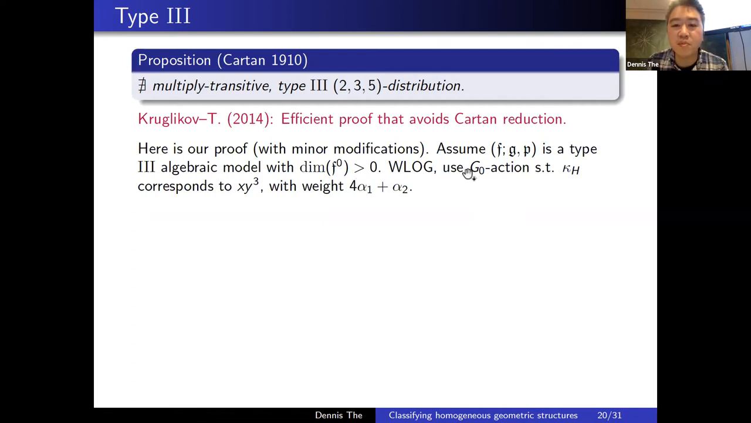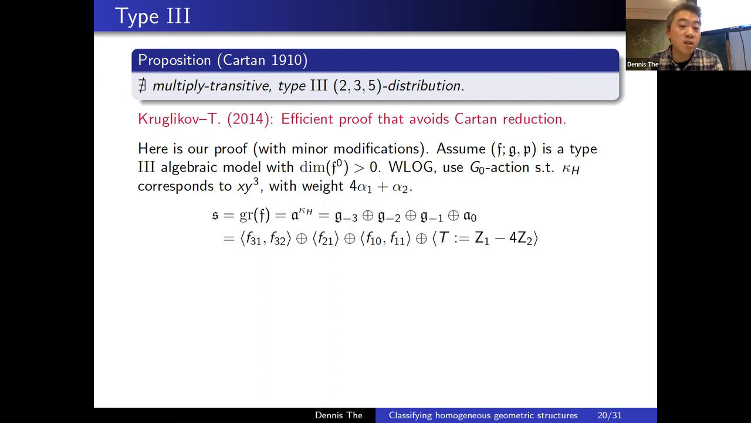Okay, so I'm going to use G0, so this GL2 action, to normalize it to just this element that I chose on the previous slide, xy cubed. And this has weight 4 alpha 1 plus alpha 2. Okay, so let's look at things at the graded level first. The graded level, this Tanaka prolongation, consists of the negative part as well as this zero part. The negative part, these were my root vectors that I introduced way back earlier in the talk. And then here is the element that annihilates this vector with weight like this. So z1 extracts the value 4, but then I subtract 1 times 4.